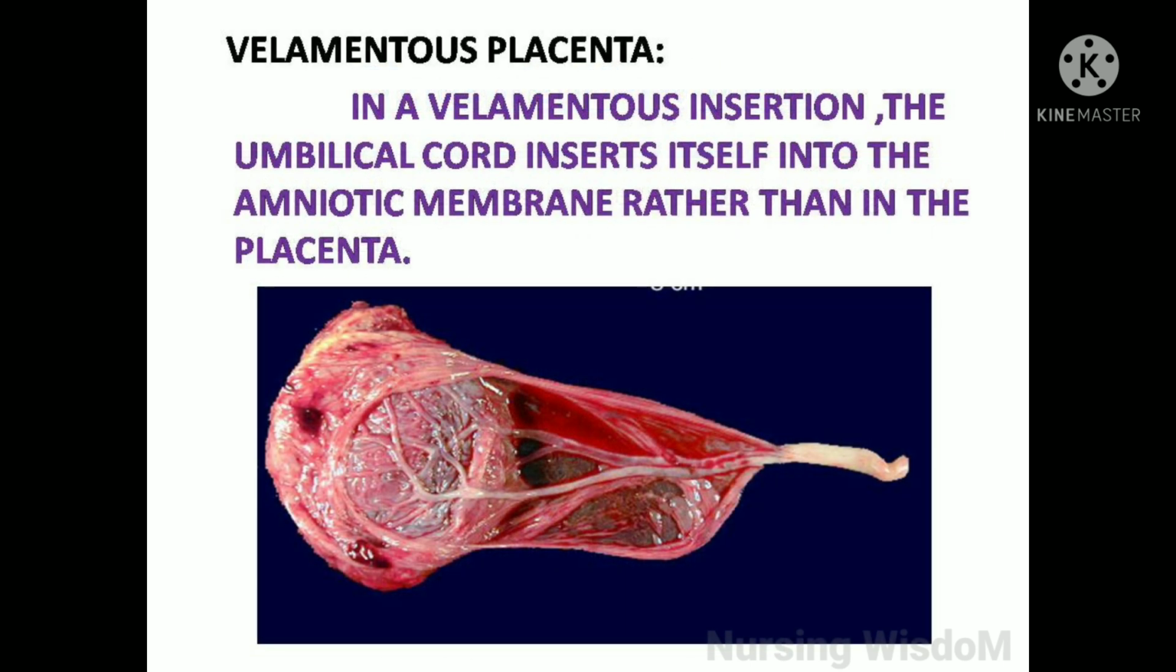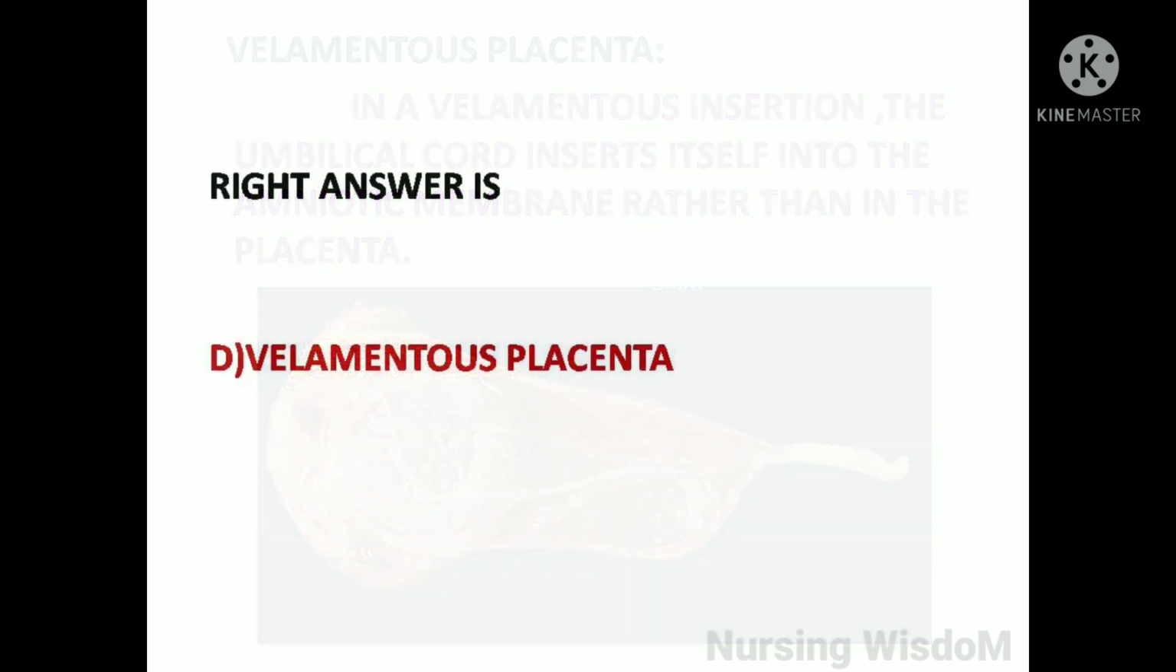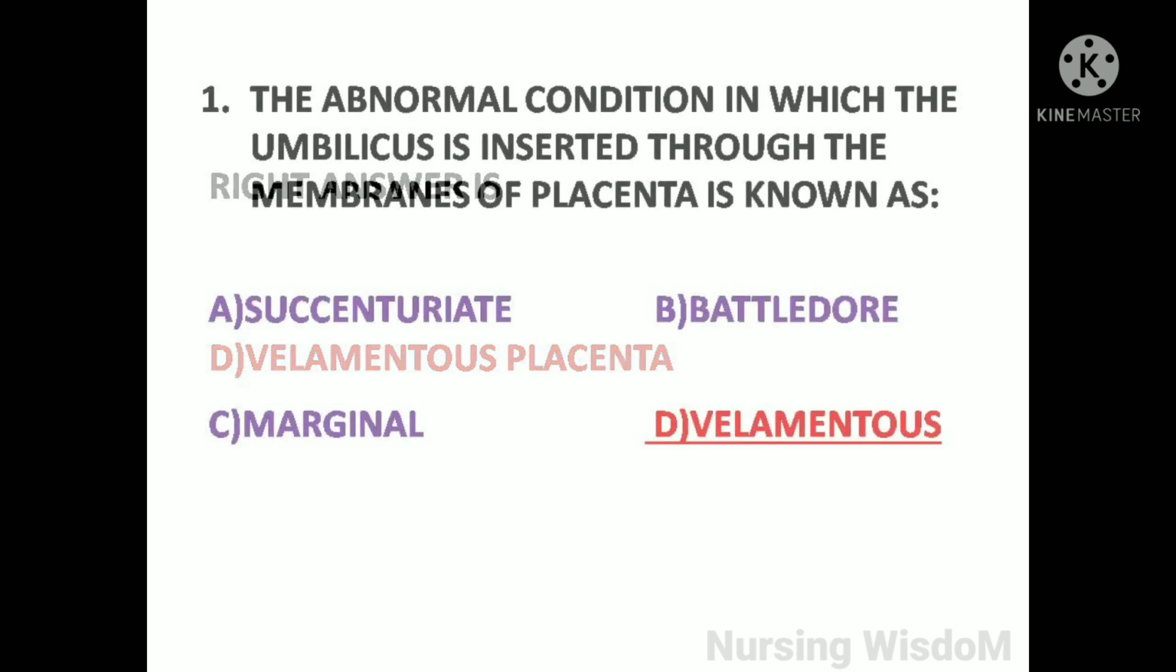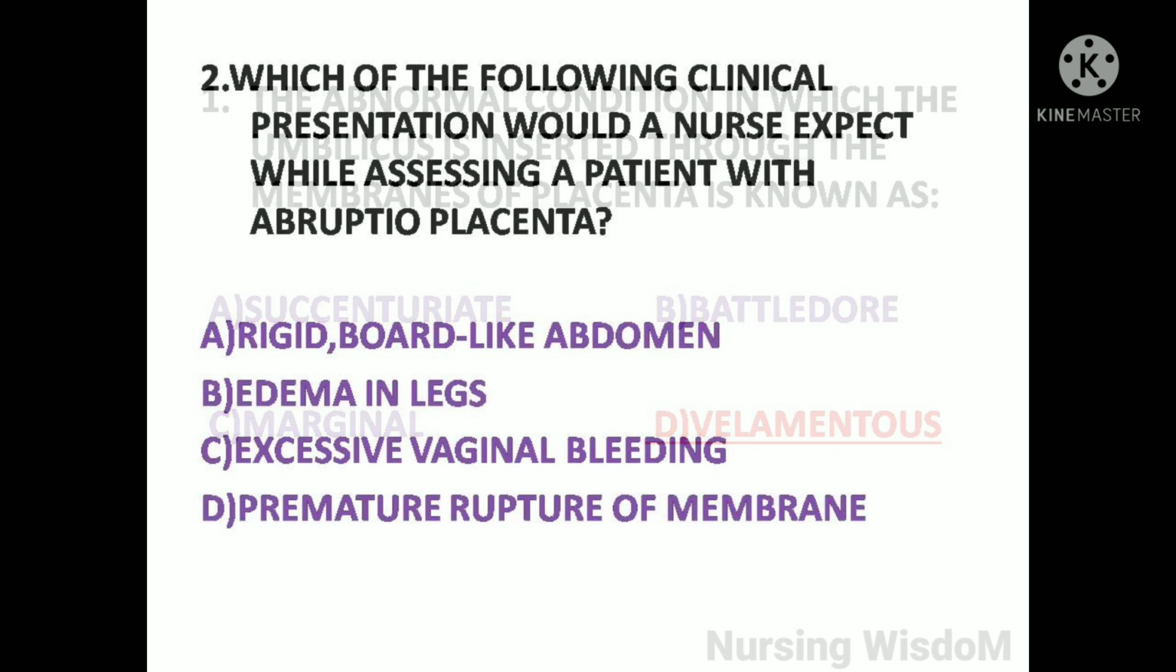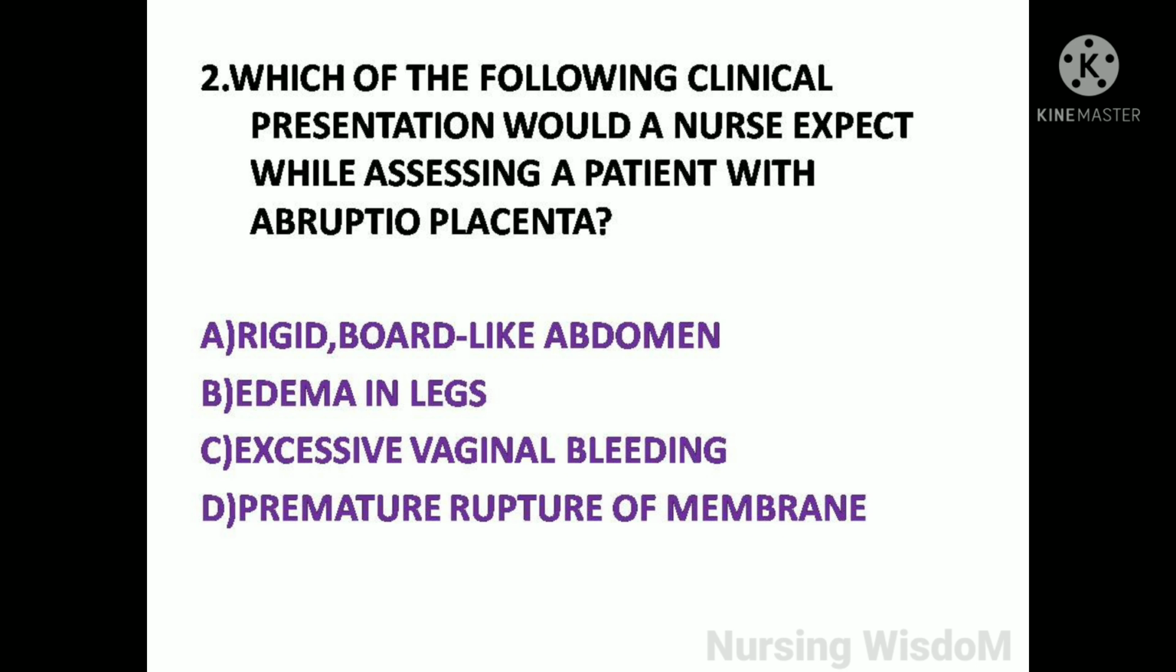Velamentous placenta. In a velamentous insertion, the umbilical cord inserts itself into the amniotic membrane rather than in the placenta. So the answer is option D, velamentous placenta. So the abnormal condition in which the umbilicus is inserted through the membranes of placenta is known as option D, velamentous placenta.